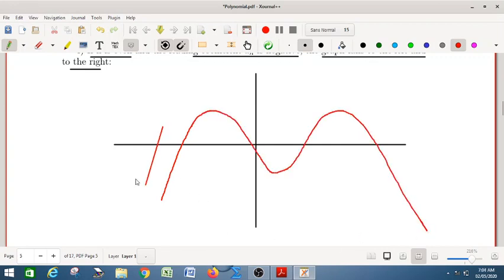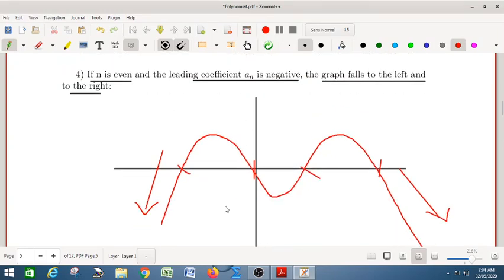So it falls to the left and falls to the right. Look at that, you have 4 zeros again because I am talking about a 4th degree polynomial. So this is how you can draw the diagram, or get an idea of how to draw the diagram of the graph. This is very, very important knowledge in mathematics. So this is how you are dealing with the graphs.